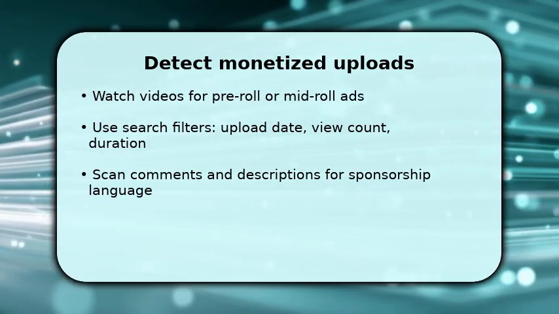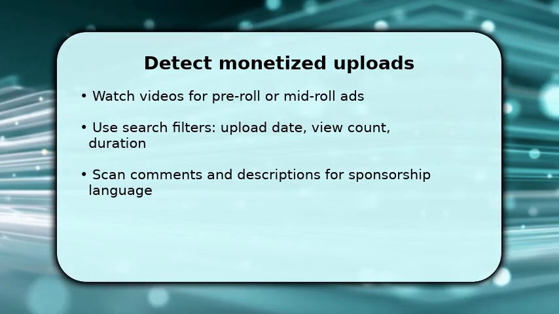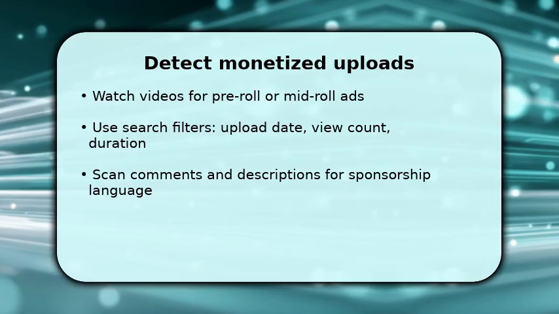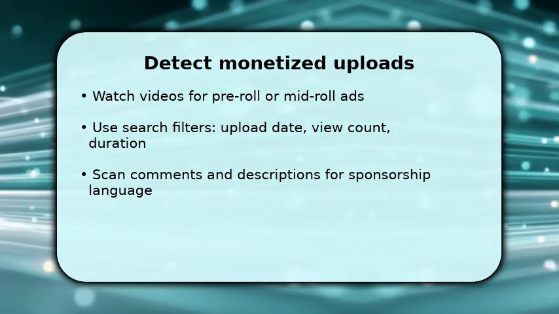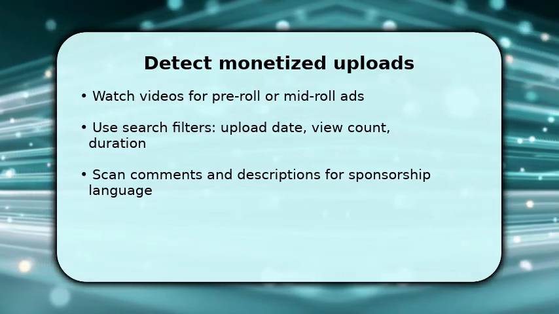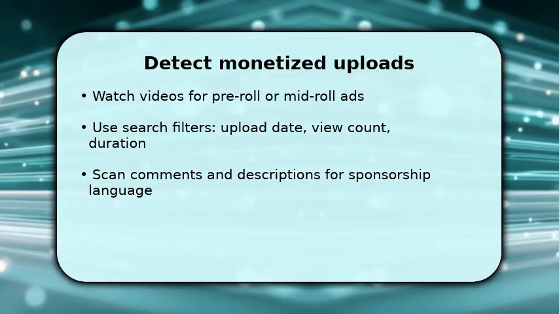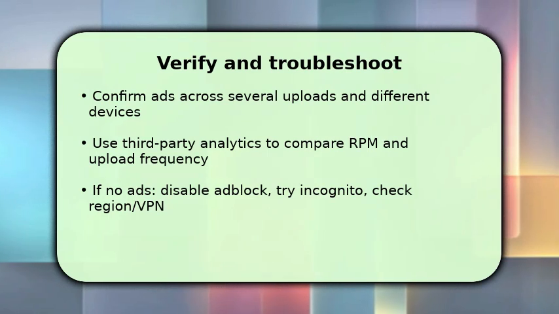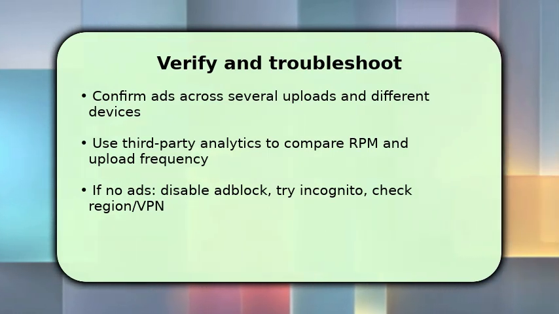Make sure to use YouTube filters. Sort by view count and recent uploads to find regularly monetized content. Also, check multiple videos across a channel to ensure monetization. To finish, verify monetization by checking several uploads on different devices and accounts. Consistency indicates an enabled channel.